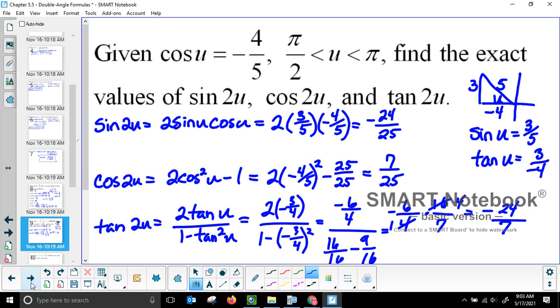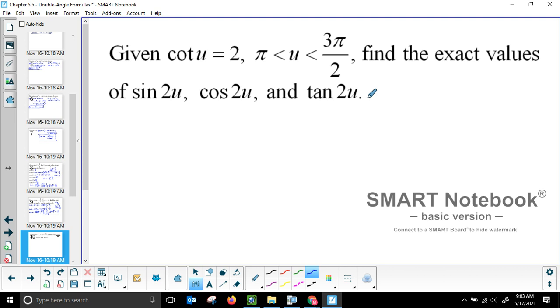I'm just teaching the double angle formula, so I want people to see it actually used. Because especially if you're asked to just find tangent of 2u, you're not going to go through and find sine of 2u first, then find cosine of 2u, right? You would just use this formula. Do we really need to do more?